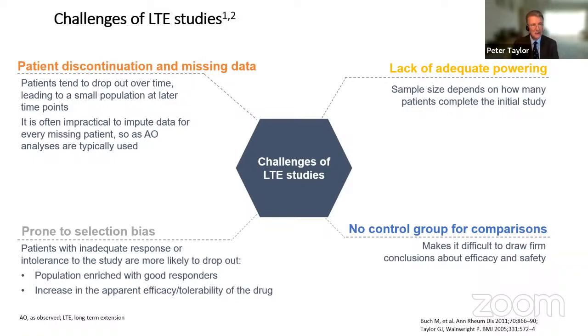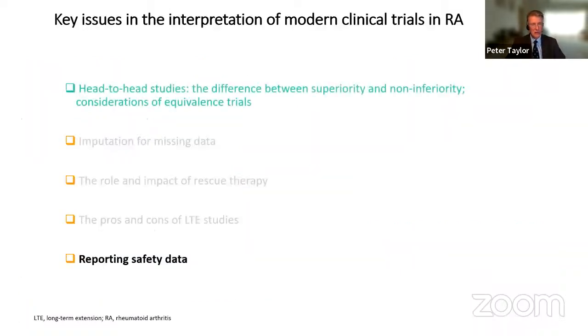But as always, there are challenges. Some patients will drop out and they'll be missing data. Unfortunately, as we all get older, some of us will depart this life. And even if it's not related to drugs, there will be some deaths because that happens in an aging population. There may be selection bias because patients with inadequate response or intolerance to the study drug may be those who are most likely to drop out. It may be that this will render the powering inadequate to make statistical comparisons. And usually there's no control group because it wouldn't be considered ethical to leave a patient on an inactive control for a prolonged period of time. So long-term extension studies are undoubtedly useful, but they do have their challenges when it comes to interpreting them.